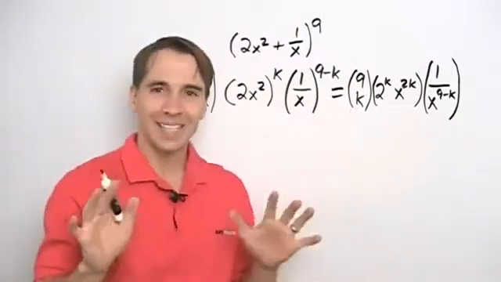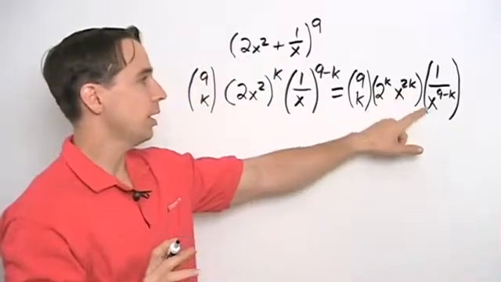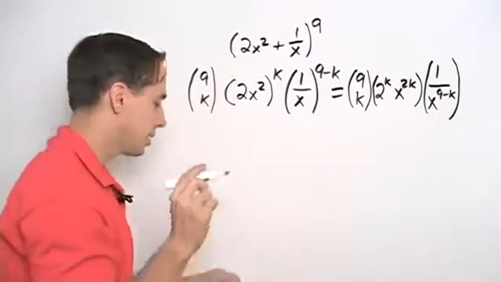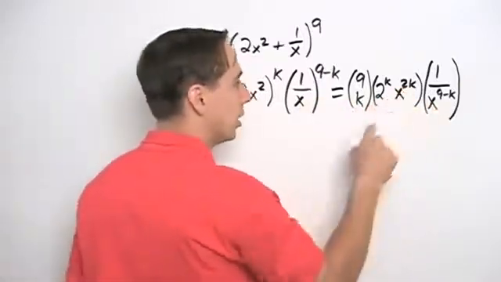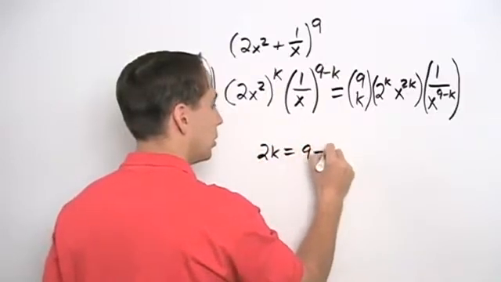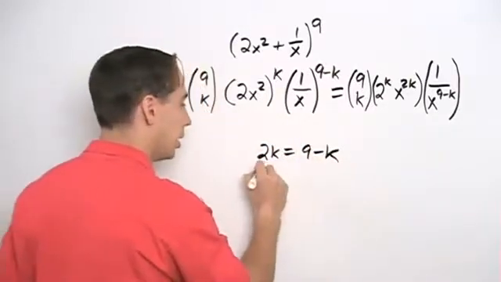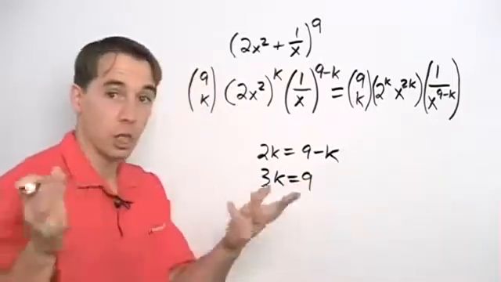But we don't want any x's at all. We're looking for the constant term. So we want the x to the 2k to cancel with the x to the 9 minus k. And now we see how to figure out what k is. All we need is 2k to equal 9 minus k. And we can do that pretty quickly. Add k to both sides. We get 3k equals 9, which tells us that k is 3.